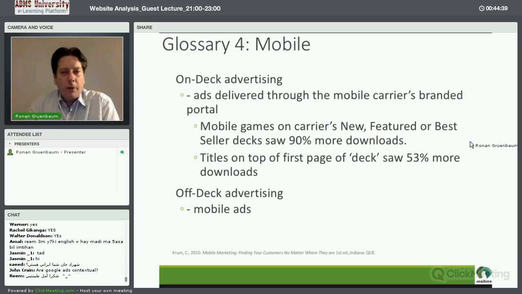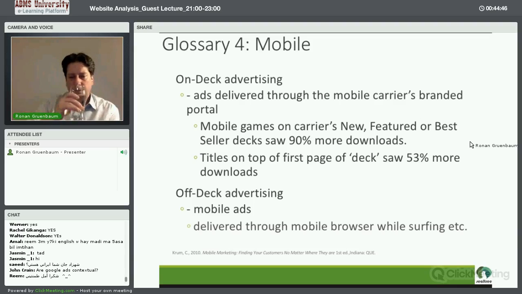Moving on, some more mobile. This is the segmentation. So different ways you can segment people when you're talking about mobile advertising.